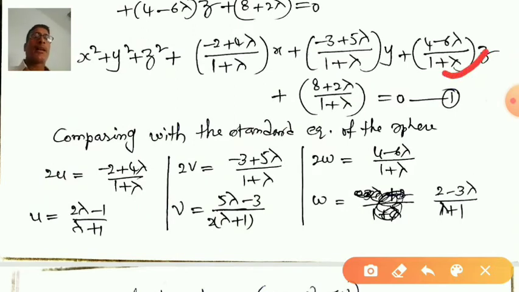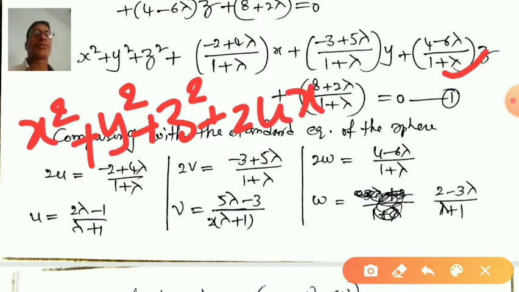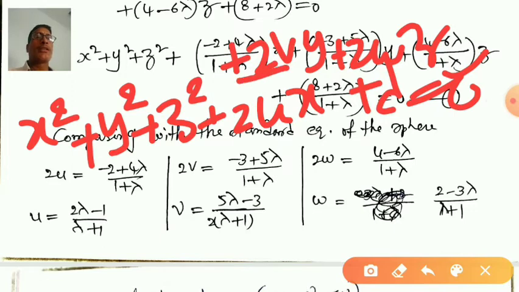On comparing this with the standard equation of the sphere, x square plus y square plus z square plus 2ux plus 2vy plus 2wz plus d is equal to 0, 2u is equal to minus 2 plus 4 lambda by 1 plus lambda.